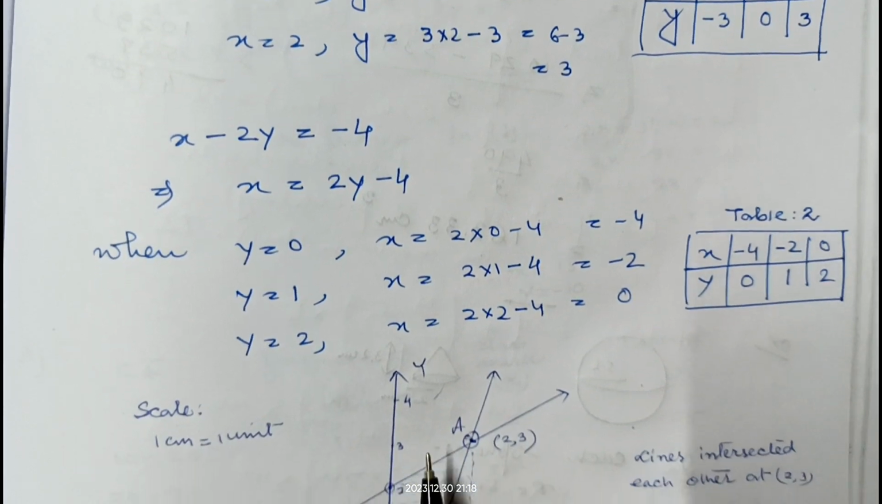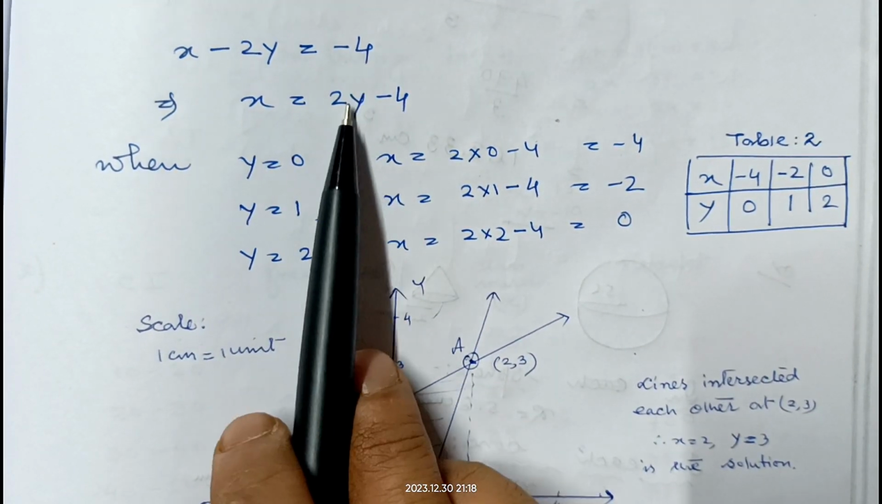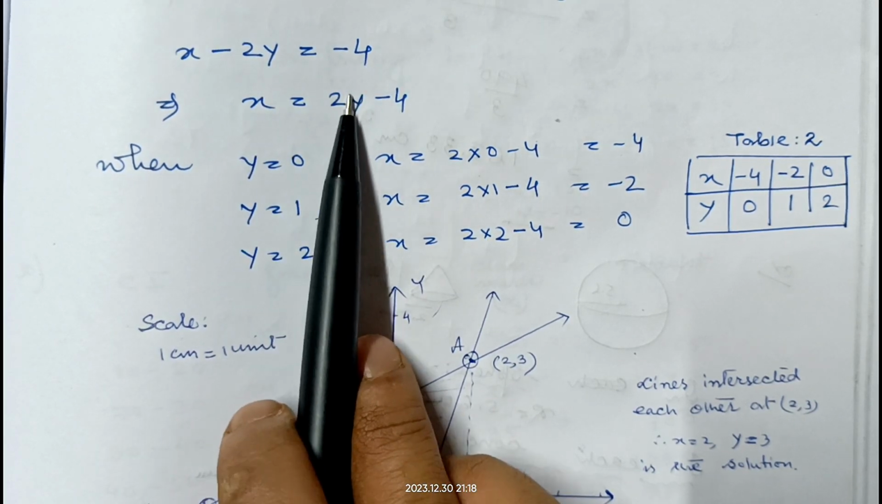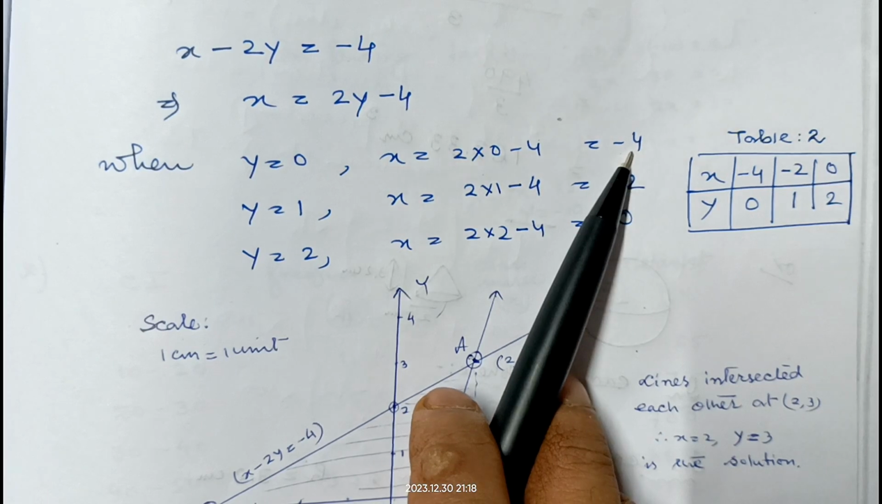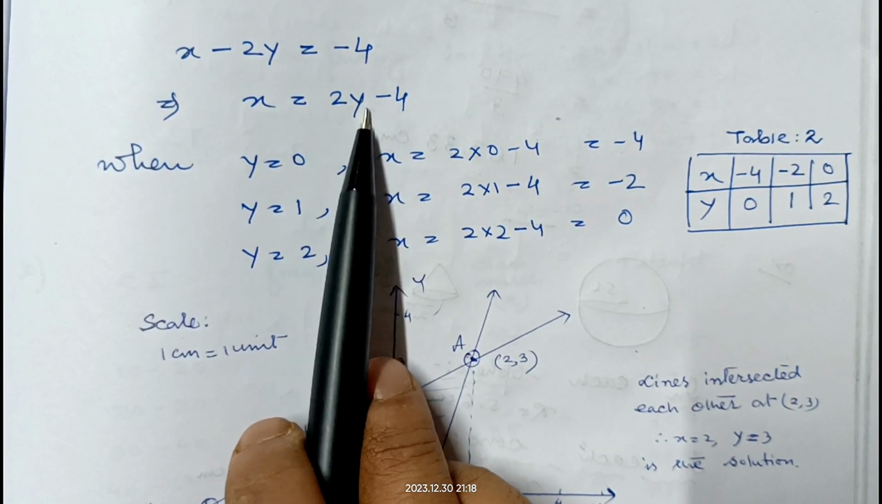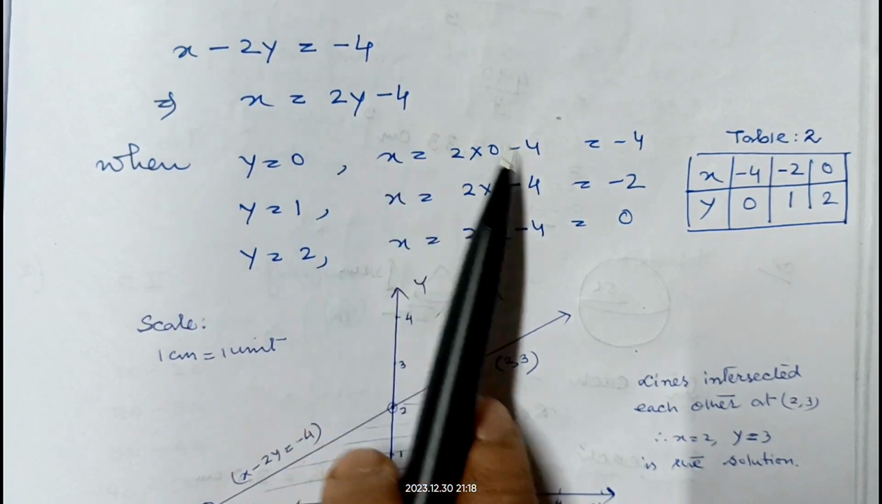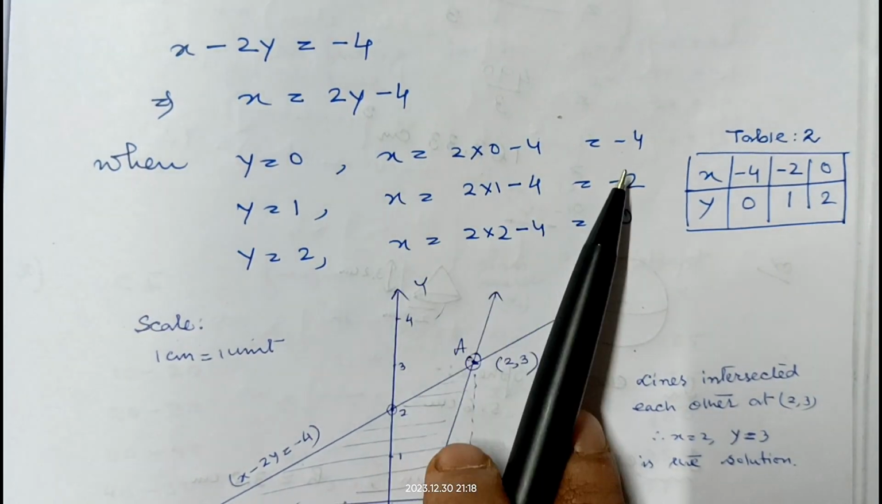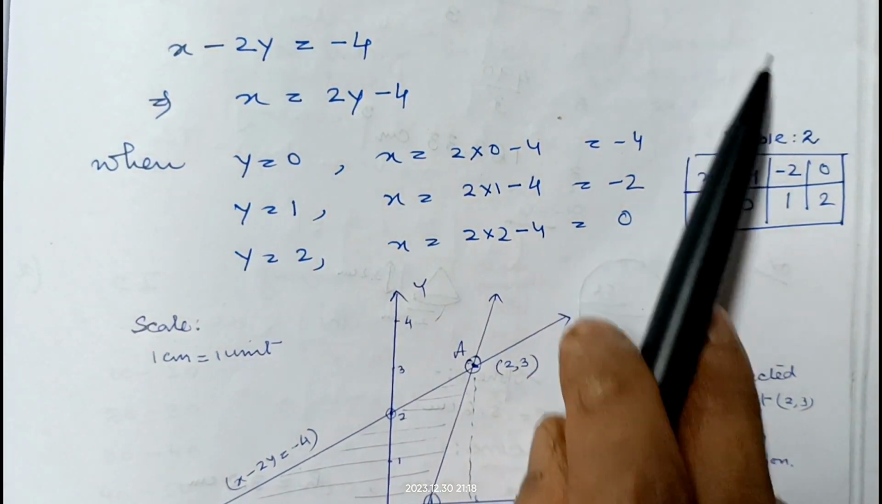Again in the second part, it is given x minus 2y is minus 4. So x equals to, this minus 2y will become plus 2y minus 4. If I take y equals to 0, 0 minus 4, minus 4. If I take y equal to 1, 2 minus 4, minus 2. If I take y equal to 2, 2 2 is 4, 4 minus 4, 0. So we got minus 4, 0, minus 2, 1, 0, 2. So we got 2 sets of points.